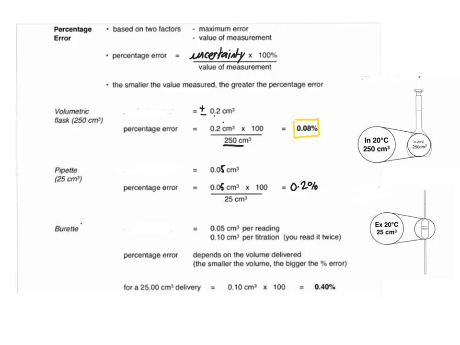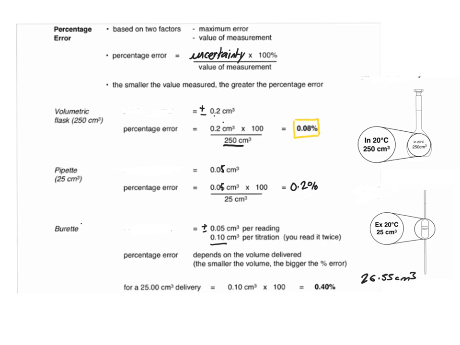For the burette, the uncertainty was plus or minus 0.05 centimetres cubed per reading, and you read it twice. So you're introducing an overall uncertainty of 0.1 centimetres cubed. So say, for example, your concordant results give an average of 26.55 centimetres cubed, then we can calculate the burette's reading. So that's for a 25 centimetres cubed delivery.